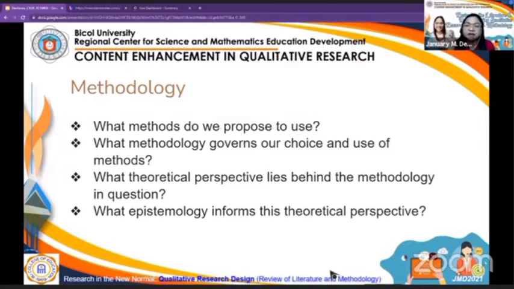Though we don't usually write the theory, if you have a well-written methodology section, definitely the reader will be able to identify what theoretical perspective and epistemology have informed your research. Though constructionism is embodied in many theoretical perspectives. So there are lots of them, and even your symbolic interactionism will govern many methodologies as well. Okay, so these questions that I have taken are actually from Crotty.